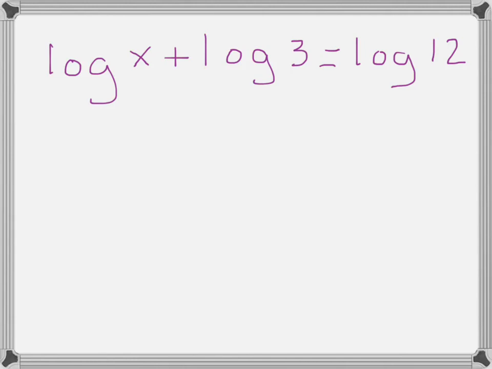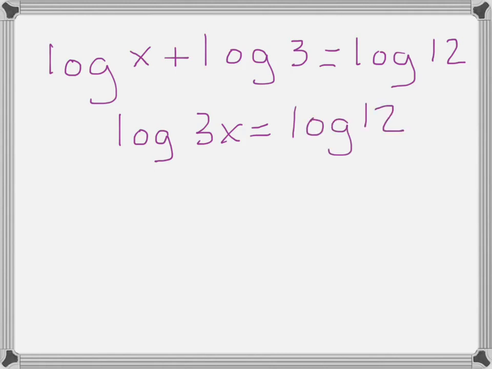Before we can do anything with this equation, we have to condense the logs down so that we have one log on each side of the equal sign. So the first thing we're going to do is condense the one on the left. Remember, since it's a plus sign, we're going to be multiplying those values, so 3 times x, and that's going to equal the log of 12.